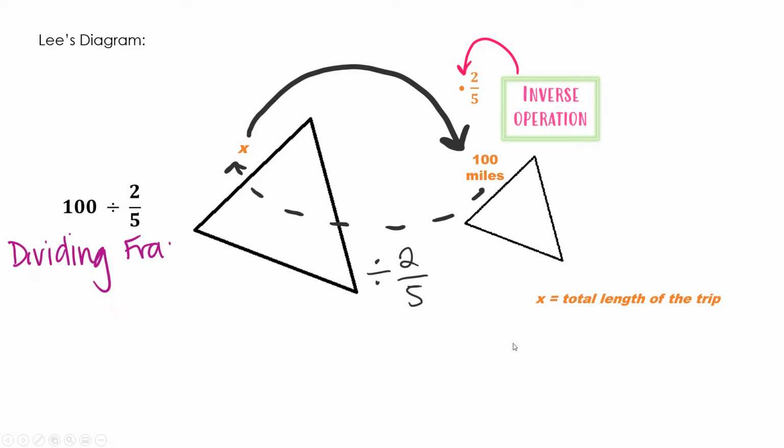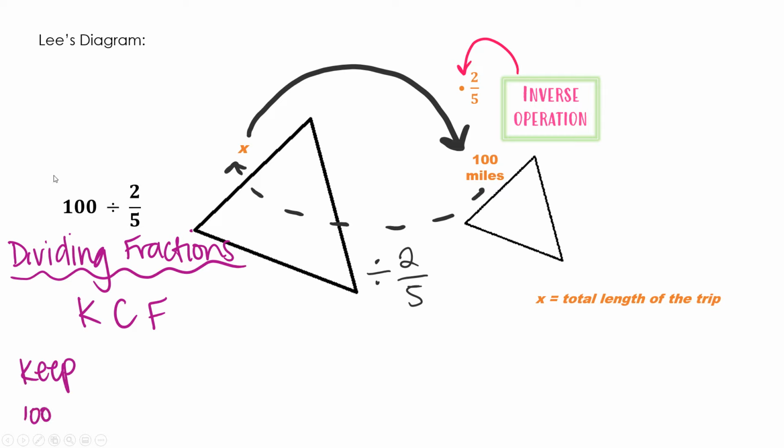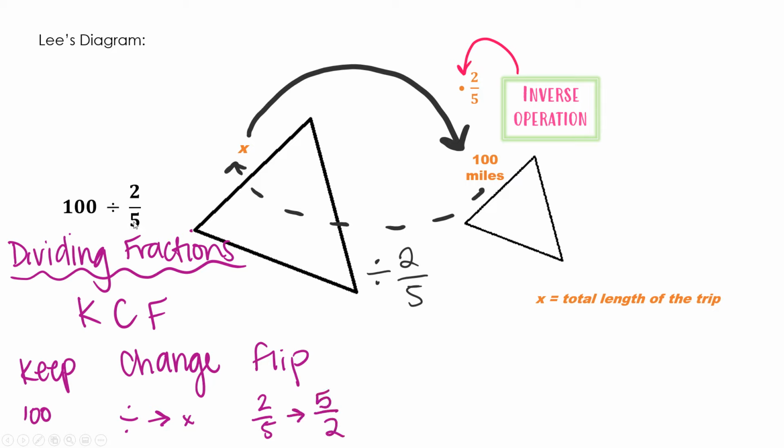And when we are dividing fractions, we do KCF. So we are going to keep the 100. We're going to change the division sign to a multiplication sign, and we are going to flip 2/5 to 5/2. So now instead of 100 divided by 2/5, we have 100 times 5/2.